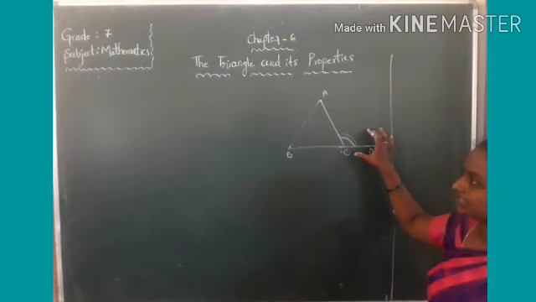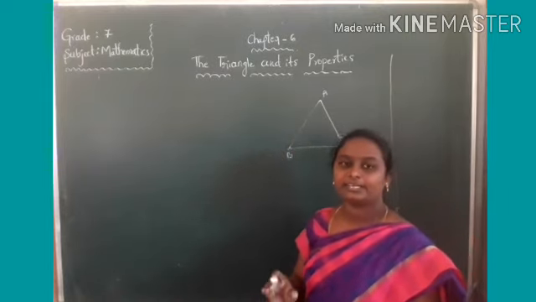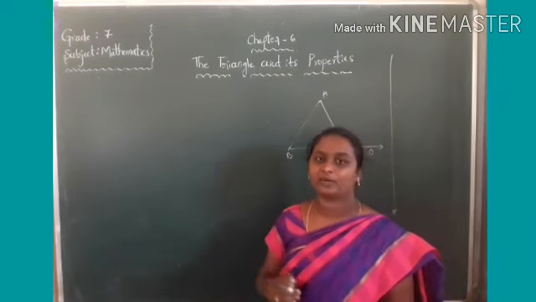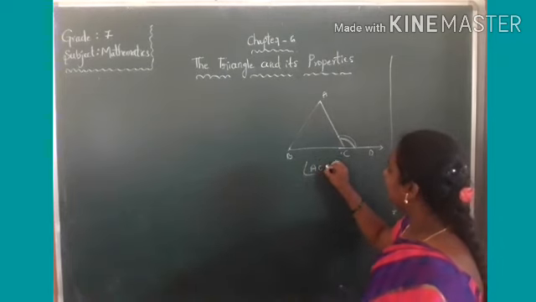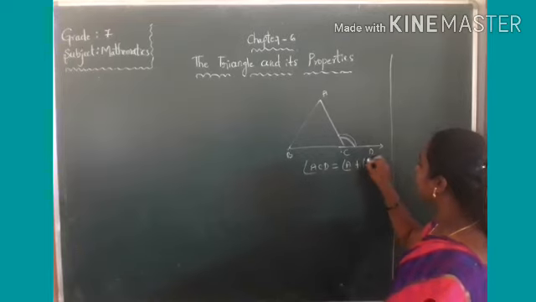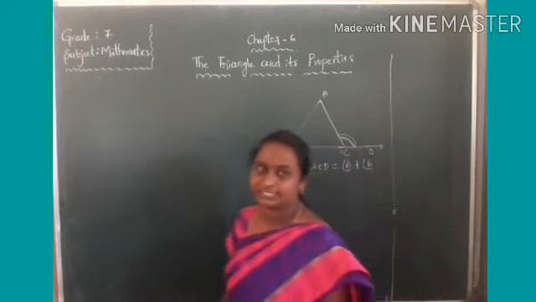So this is the property of a triangle. An exterior angle is equal to the sum of the two interior opposite angles. That's why we learned yesterday that angle ACD is equal to angle A plus angle B. So this is the property, right?